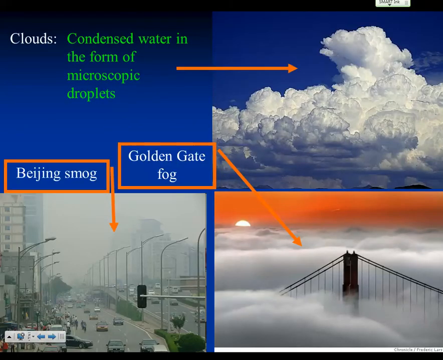Clouds. Clouds are condensed water in the form of microscopic droplets. Now, many clouds are also microscopic ice crystals. But for now, let's just stick with this microscopic water idea here. And you can see some smog here in Beijing. Smog is a combination of smoke and fog, and that fog part of it is a cloud on the ground. And the Golden Gate Bridge, you can see sticking out of that fog bank there. San Francisco, famous for its morning fog.